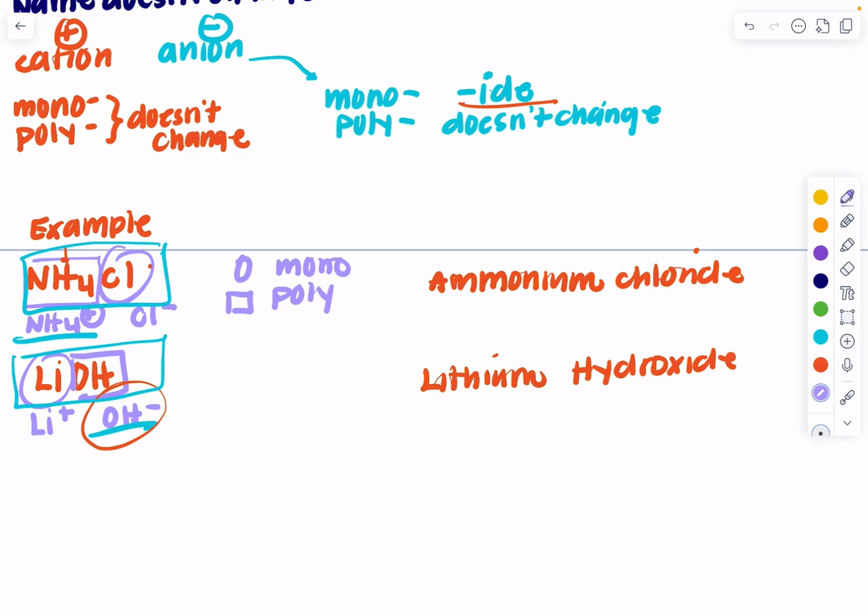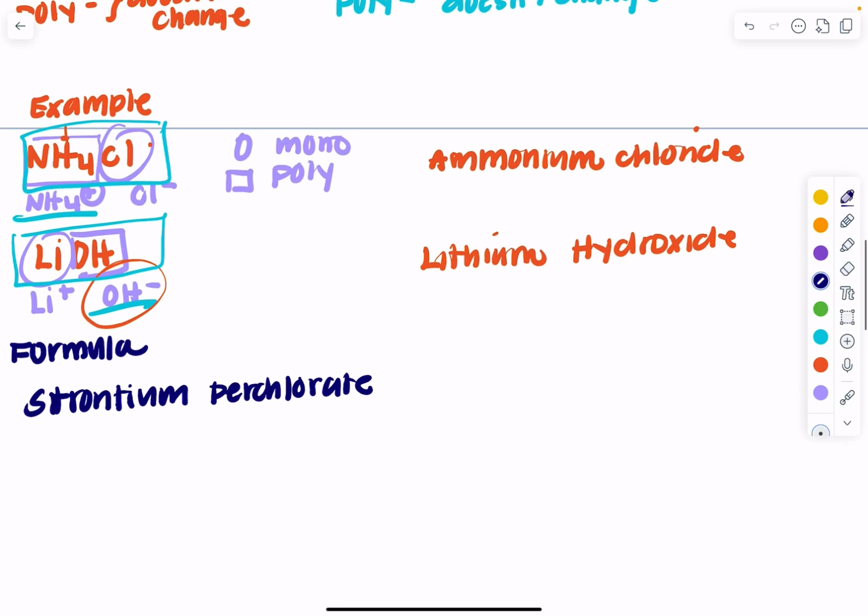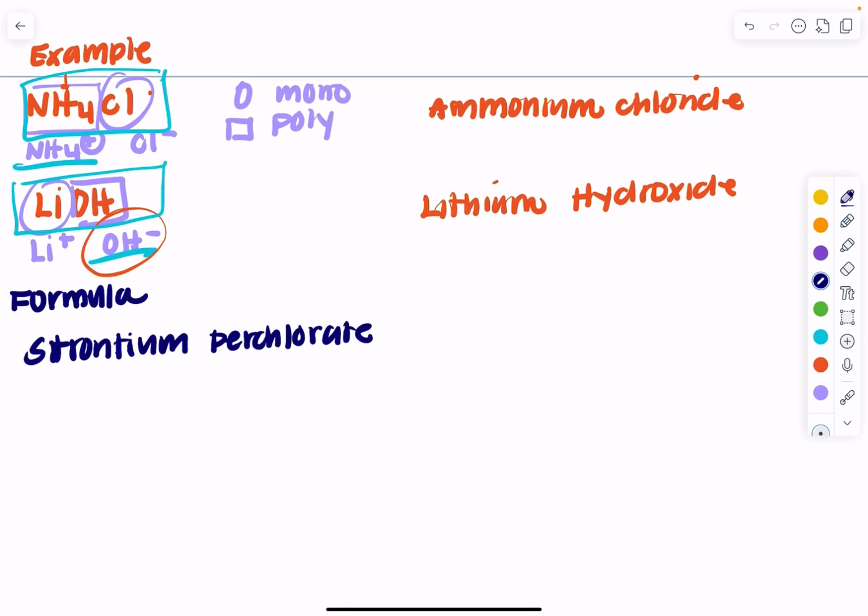If we're writing the formula, that's when we use the parentheses and the subscripts or things like that. So let's do some examples. Let's give you the name and let's do a formula. Let's do strontium perchlorate, and let's do potassium carbonate.